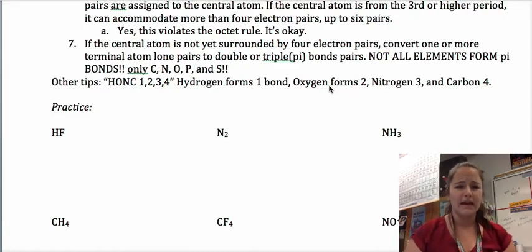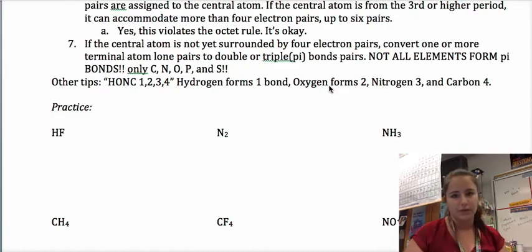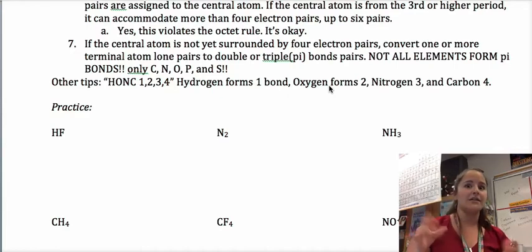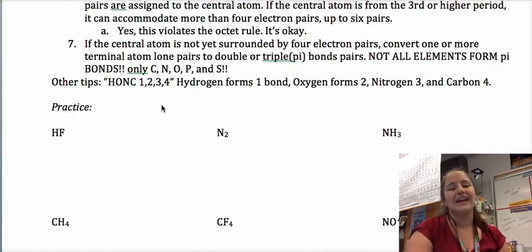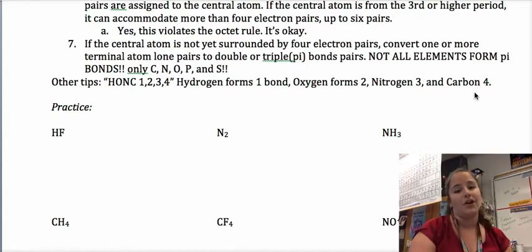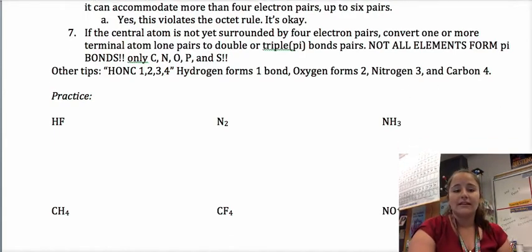Another tip that can be handy to remember is HONC, 1, 2, 3, 4. Okay, again, HONC, 1, 2, 3, 4. That means that hydrogen forms 1 bond, oxygen forms 2, nitrogen 3, and carbon 4. So let's do some practice.